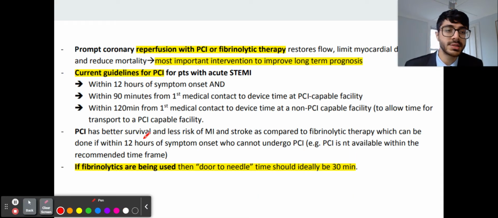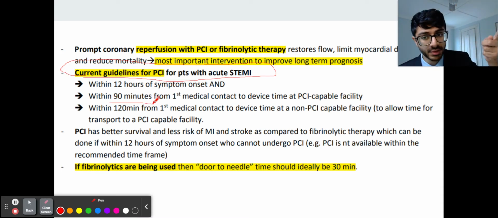Okay, here's another thing that I see a lot of people get wrong. What are the guidelines for PCIing someone with acute STEMI? First of all, it is within 90 minutes if you reach a PCI-capable facility. It is 120 minutes if you reach a PCI non-capable facility.